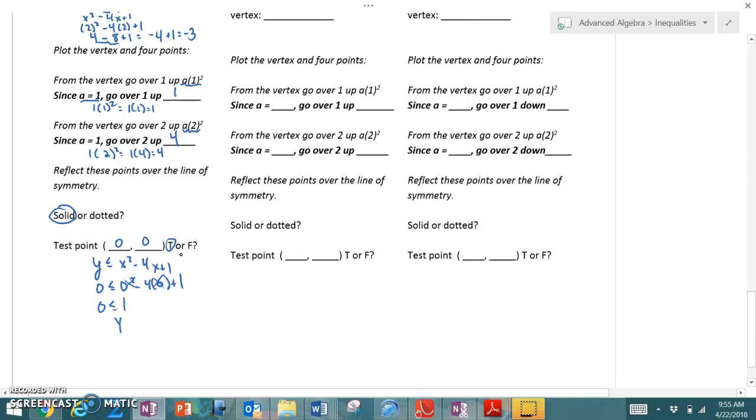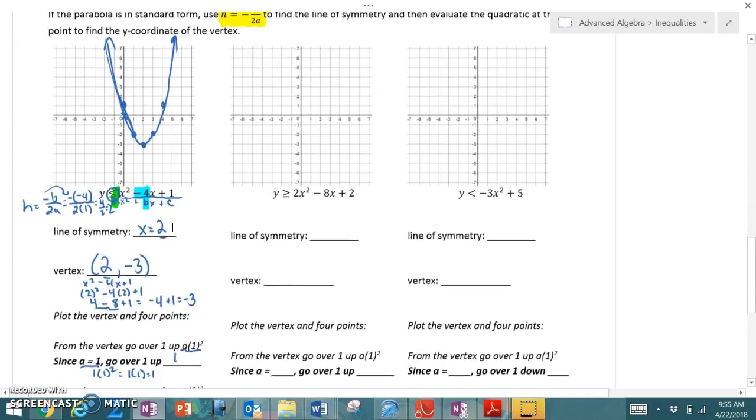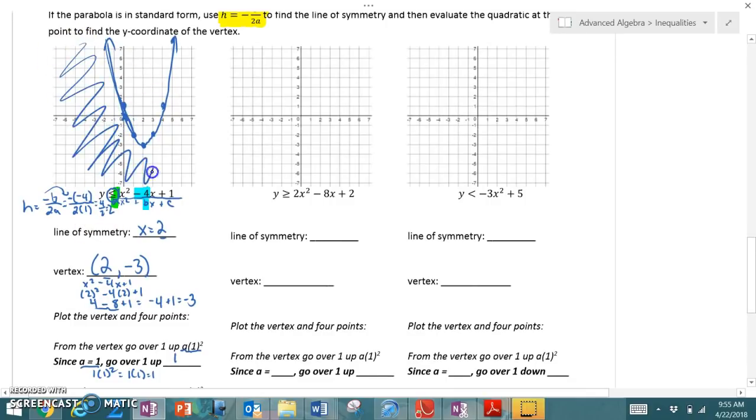Which means that I am going to say that this point right here is a part of the solution. It is outside of the parabola. So I'm going to shade around it. Shade outside. I would encourage you at this point to try the second one on your own. So pause the video and see if you can do it, and then come back and check your answers.